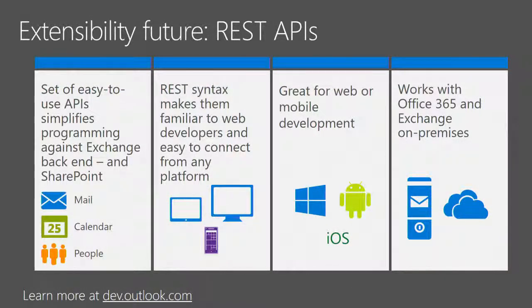Okay, the other major change that we've done is we've taken the REST APIs that we've already introduced in Office 365, and they've been there for a while, in fact, and we are shipping them also in Exchange Server 2016 on premises. Okay? So that's a big deal. We are moving our development paradigms forward.